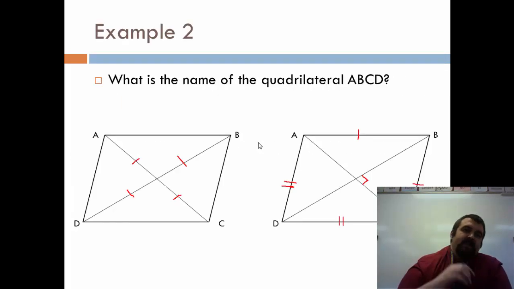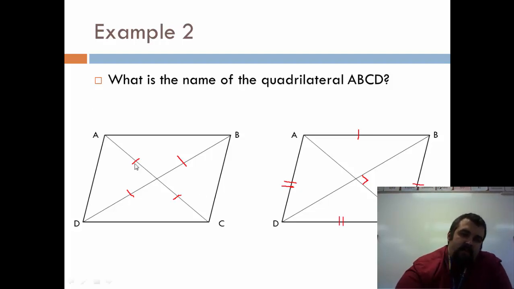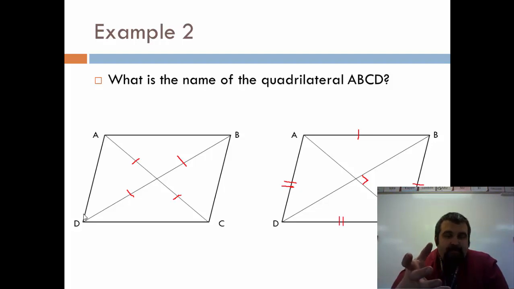Alright, the next example is, what is the name of quadrilateral ABCD? So I look at this. Well, I see diagonals bisecting each other in the first left one here. I also see over here that two pairs of consecutive sides are congruent and the diagonal is perpendicular. So if I think back, diagonals bisecting each other is enough to say it's a parallelogram. The diagonals are also congruent, and it's a parallelogram.